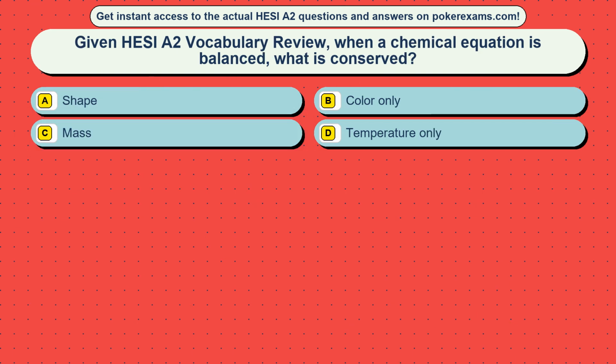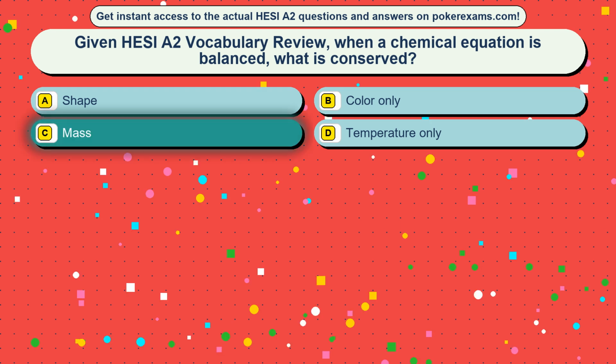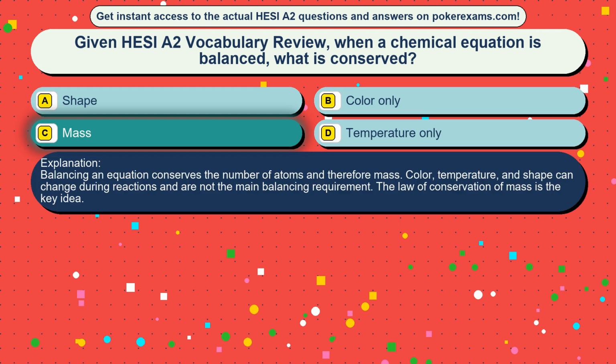Question 28. Given HESI A2 vocabulary review, when a chemical equation is balanced, what is conserved? Option A, shape. Option B, color only. Option C, mass. Option D, temperature only. The correct answer is option C, mass. Balancing an equation conserves the number of atoms and therefore mass. Color, temperature, and shape can change during reactions and are not the main balancing requirement. The law of conservation of mass is the key idea.